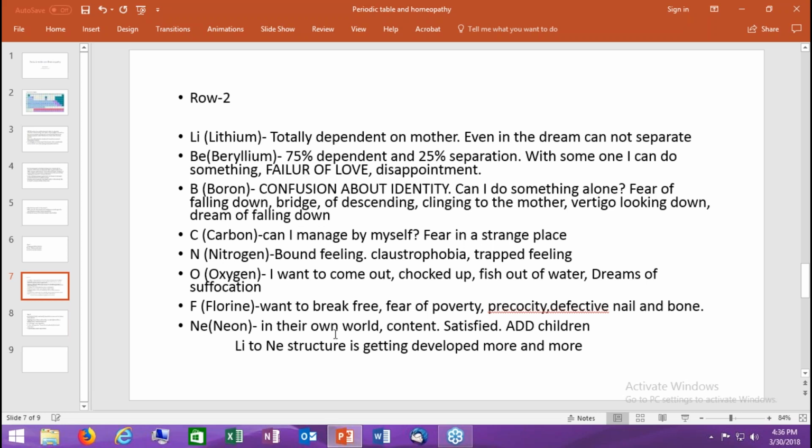No fear of separation, no fear of identity, no fear of poverty. He doesn't have any wish to enjoy the life further by breaking the rules and all. He is totally content. Whatever he is in, he is satisfied. The attention deficit children, ADD children, hyperactive children often come under this. So here we can see from lithium to neon how the behavioral structure is getting changed.